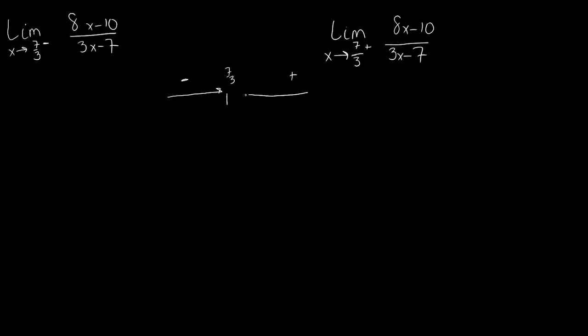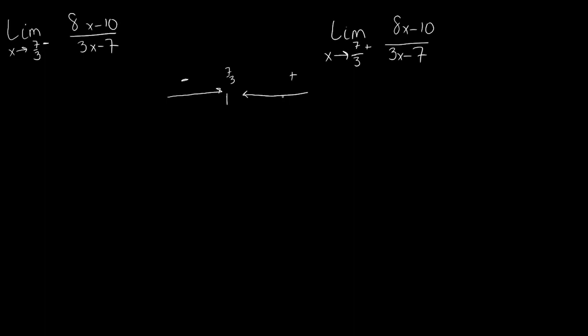Now, similarly with this positive, this is going to be approaching 7/3 from the right. So since 7/3 is a positive number, when we approach this number from the right, we're going to start at numbers that are larger than 7/3 and move towards numbers that are still larger than 7/3, but they're getting less and less each time. That's the concept we're looking at here.